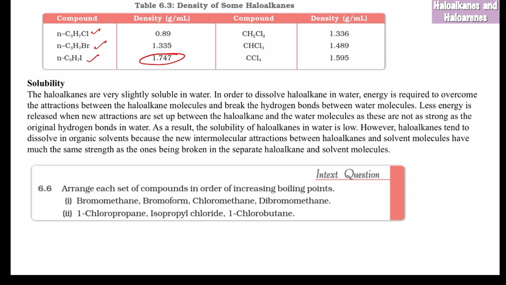Next, this is dichloromethane, this is trichloromethane, and this is tetrachloromethane. Density of tetrachloromethane is the highest. Means with increase in the number of halogen atoms, density increases.